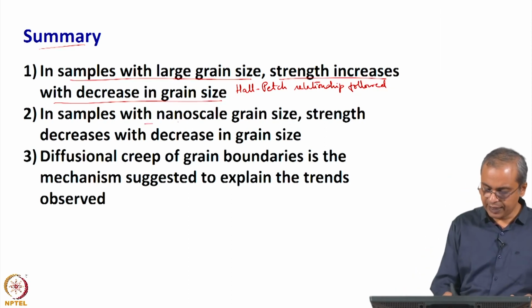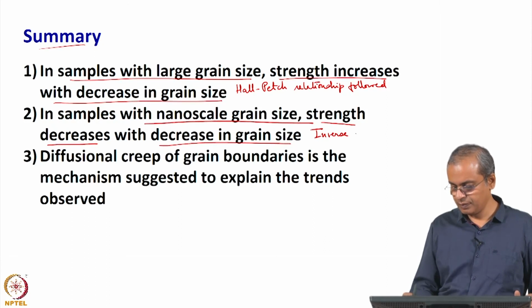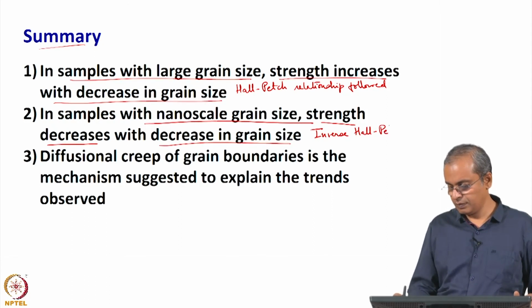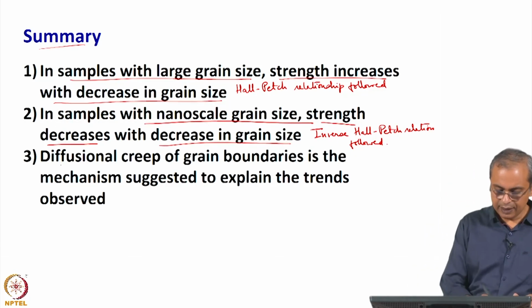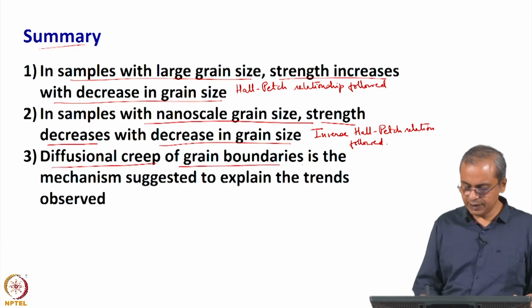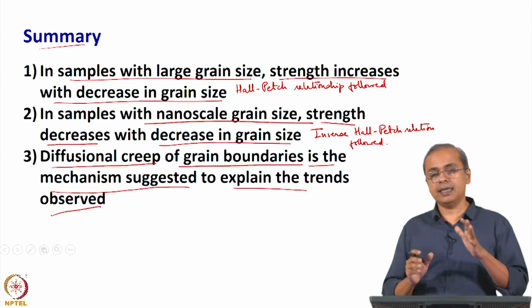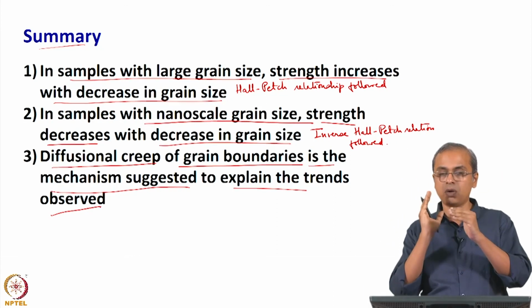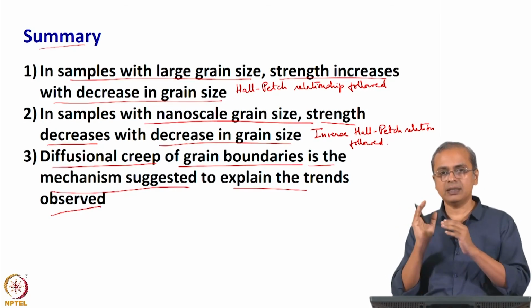In samples with nanoscale grain size, strength is seen to decrease with decrease in grain size, and so this is the inverse Hall-Petch relationship. Okay. And diffusional creep at the grain boundaries is the mechanism that is suggested to explain the trends that are observed. So, this diffusional creep is the creep of vacancies and atoms along the grain boundary. Diffusional creep is occurring due to movement of atoms and vacancies along the grain boundary.